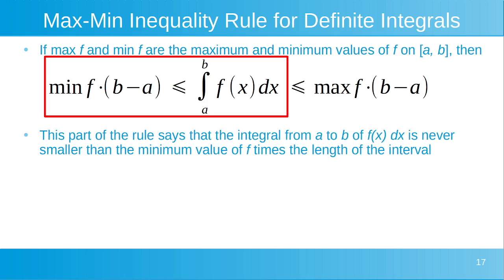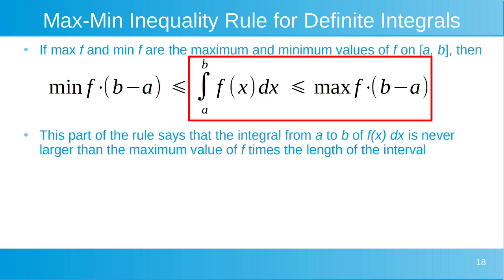What we're going to do now is explain this inequality further. Here, highlighted in this red rectangle, this part of the rule says that the integral from a to b of f of x dx is never smaller than the minimum value of our function f times the length of the interval.